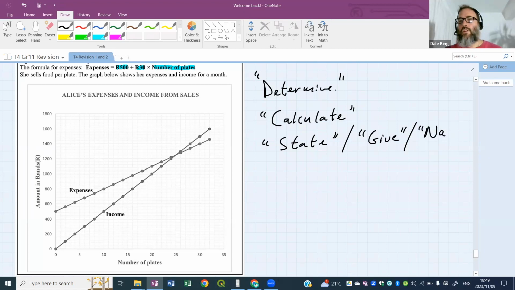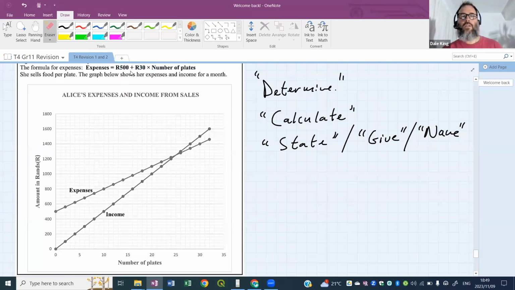So the instruction in the question is very, very important. "Determine" is kind of open to interpretation. We saw in the start of the question in the text that I referred to it as the 500 Rand there. What is it? We said that's the fixed expense. But let's say we didn't talk about that.